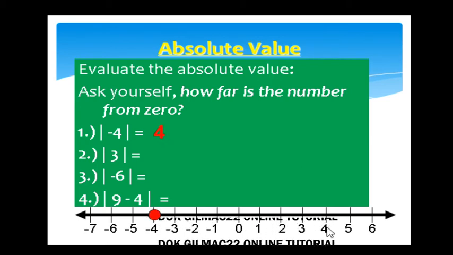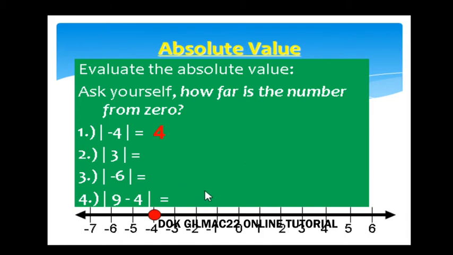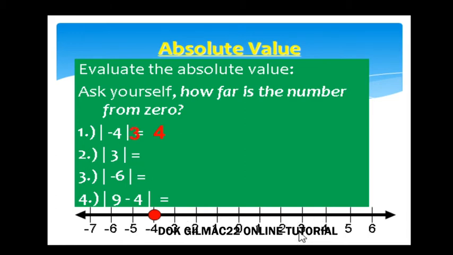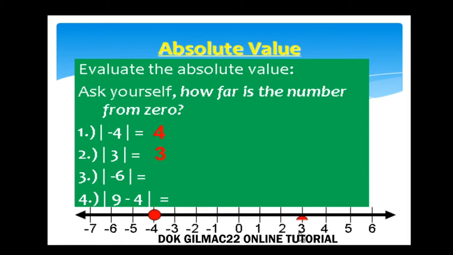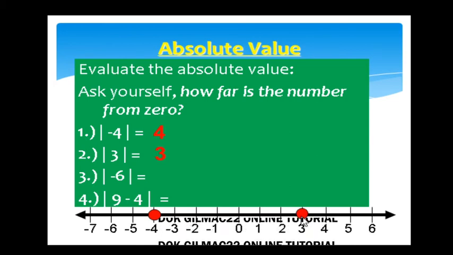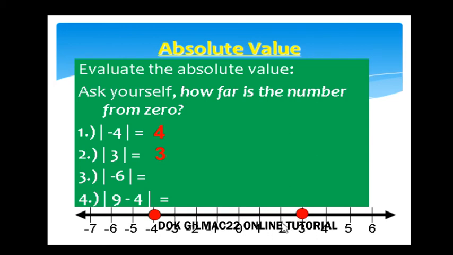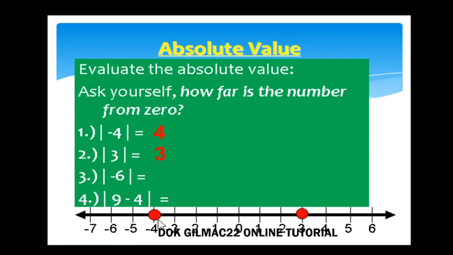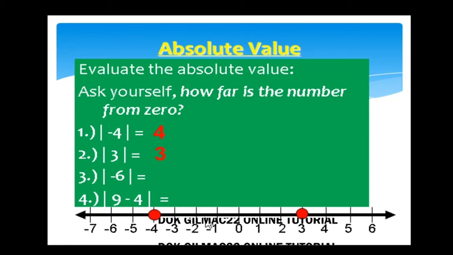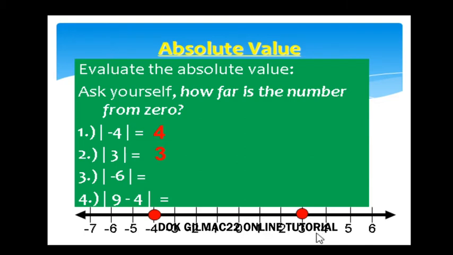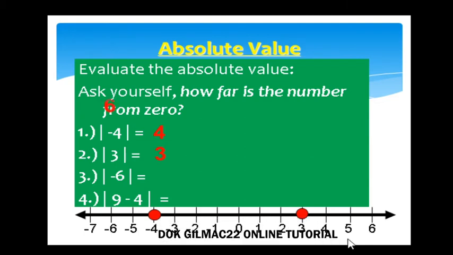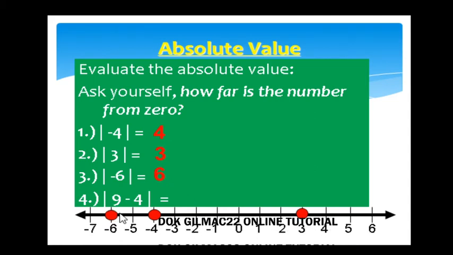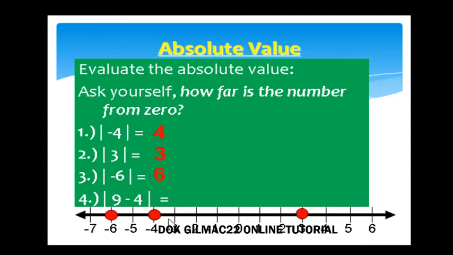How about the absolute value of positive 3? Yes, it's also positive 3. Let's plot. So as you can see, the distance of 3 from 0 is 3 units. Also, negative 4 from 0 is 4 units. How about absolute value of negative 6? Yes, it's equal to 6. Okay? So, from here, we can say that the distance of negative 6 from 0 is actually 6 units.